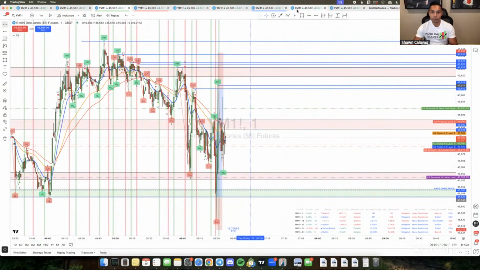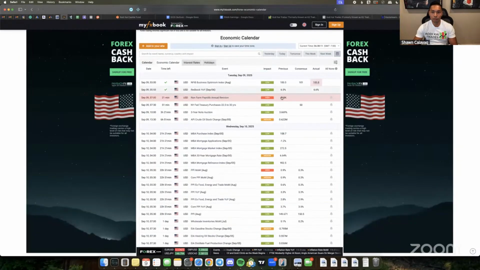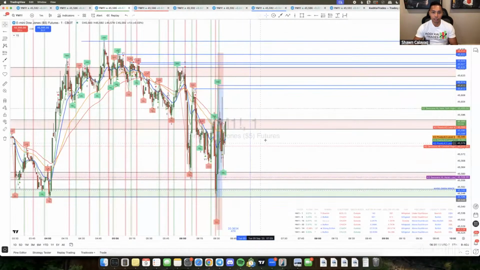So the news event's happening right here at 7 o'clock. I'm really curious what's to come from it, but I mean, who knows? It's forecast to be negative 818, but I don't think it's going to be negative. I think it's actually going to be positive.